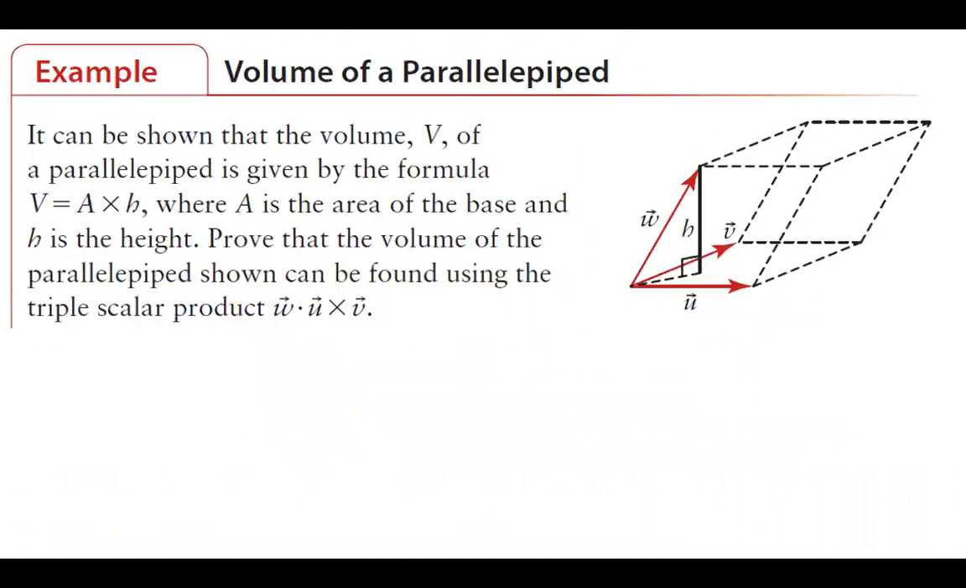Okay, then let's consider this example here. It can be shown that the volume V of a parallelepiped is given by the formula V equals A times H, as shown here in the figure on the right, where A is the area of the base and H is the height, right? Can you prove that the volume of the parallelepiped shown can be found using the triple scalar product w dot product with u cross v? Okay, I'll give you 2 minutes to have a look at this question, okay?